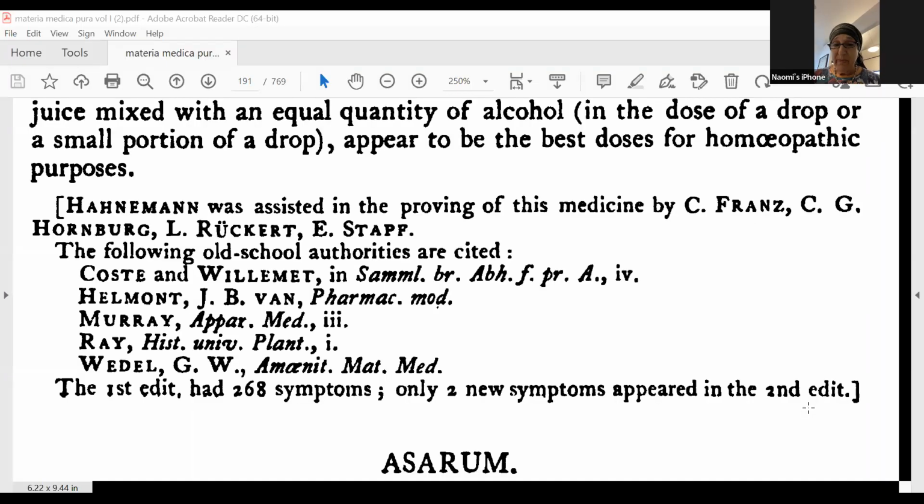Vertigo as from slight intoxication on rising from a seat and walking about after 10 minutes. Do you want me to give the initials of the prover or just leave that?